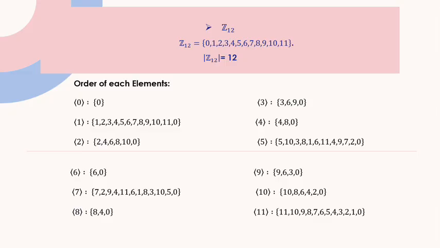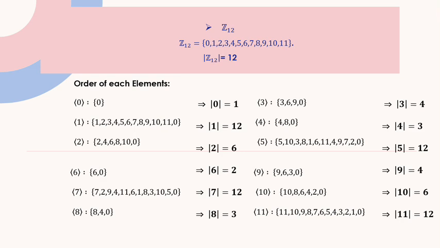Let's proceed to the next page. Consider Z sub 12. By definition, the number of elements of a group, finite or infinite, is called its order. The order of G is used to denote the order of G. Since Z sub 12 has the elements 0 up to 11, the number of elements is 12, or simply, the order of Z sub 12 is equal to 12.